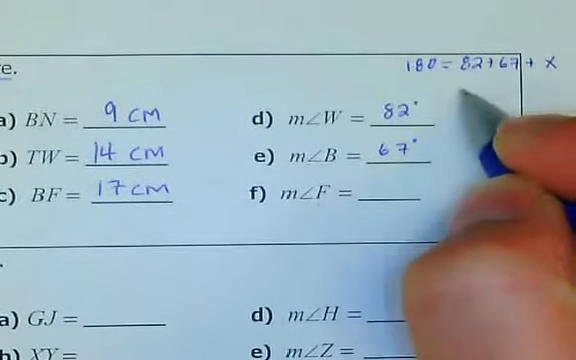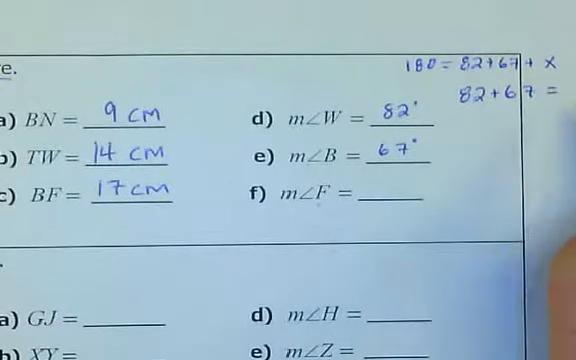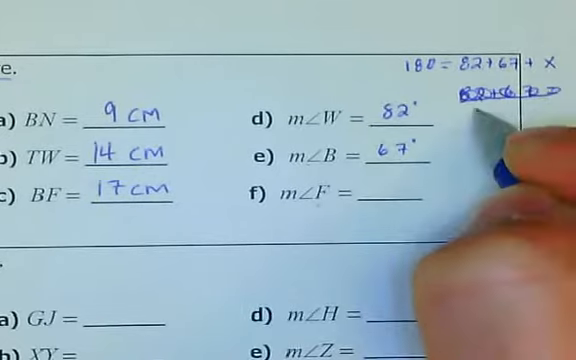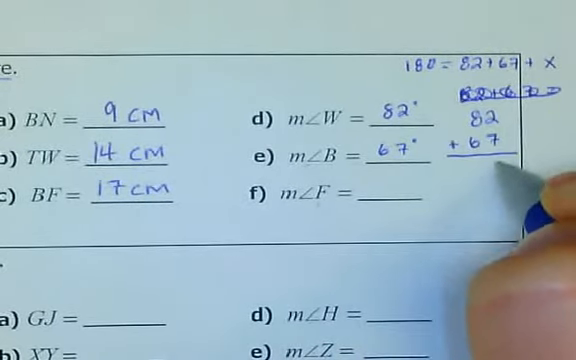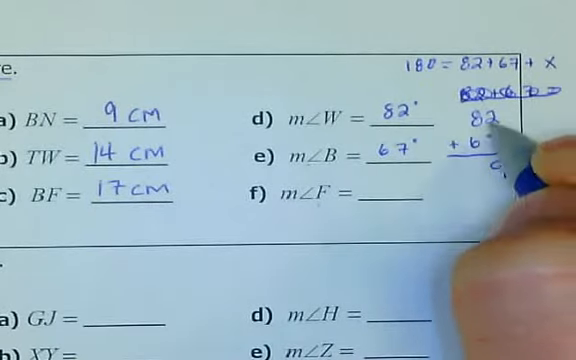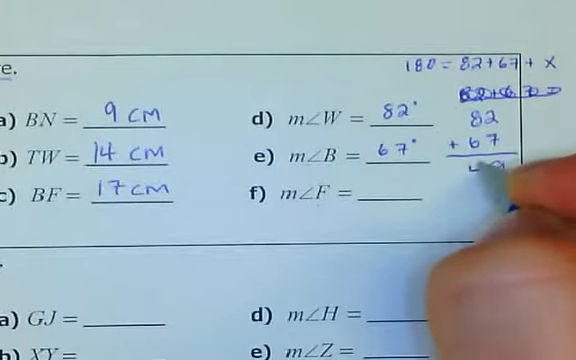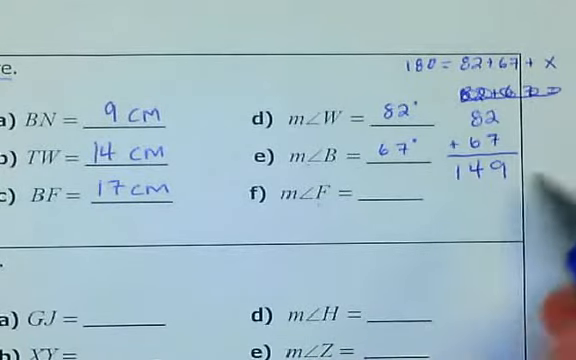Okay, so 82 plus 67. Here, we're going to scratch this. I'm going to add them on top of each other. 82, 67. 7 plus 2 is 9. 6 plus 8 is 14. Okay, so those 2 equal 149.